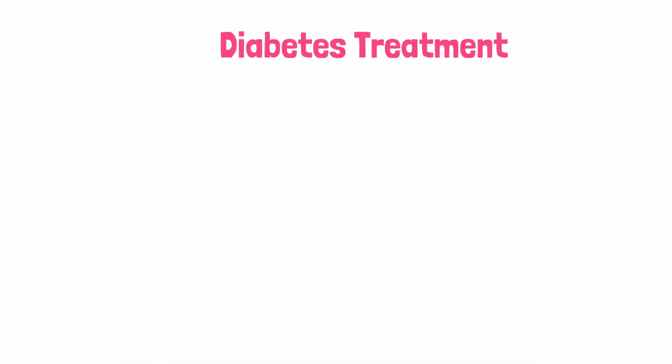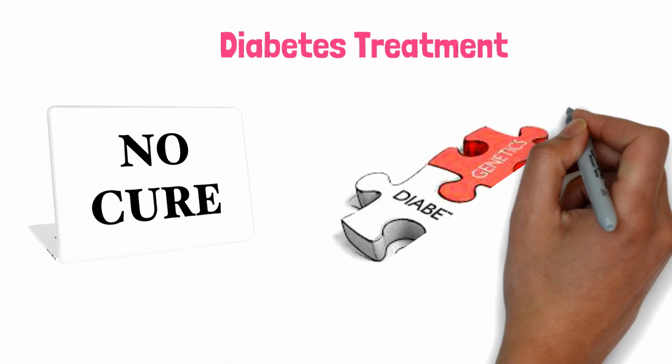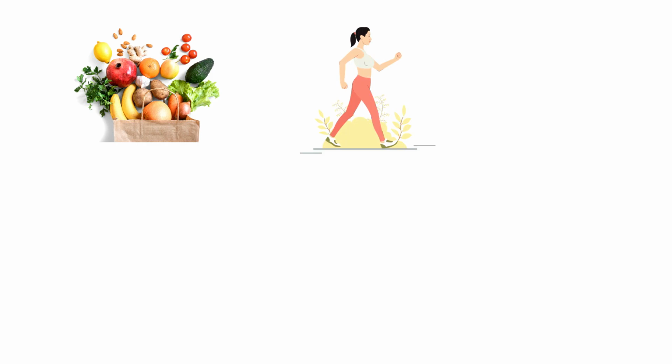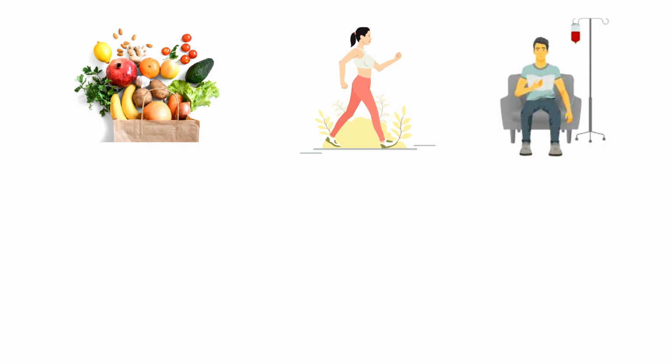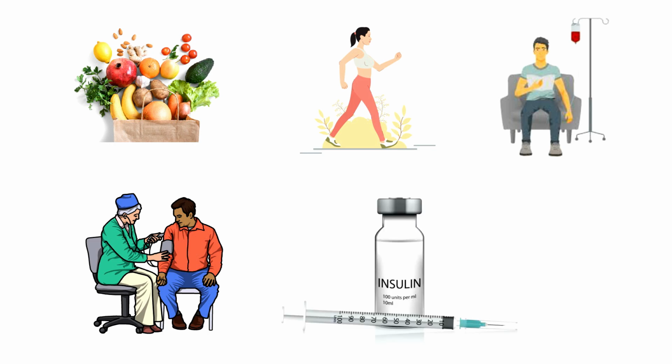There is currently no cure for diabetes, but there are ways to manage the disease. Treatment options for diabetes include healthy eating, regular exercise, monitoring blood sugar levels, taking medications as prescribed, and insulin therapy for people with type 1 diabetes.